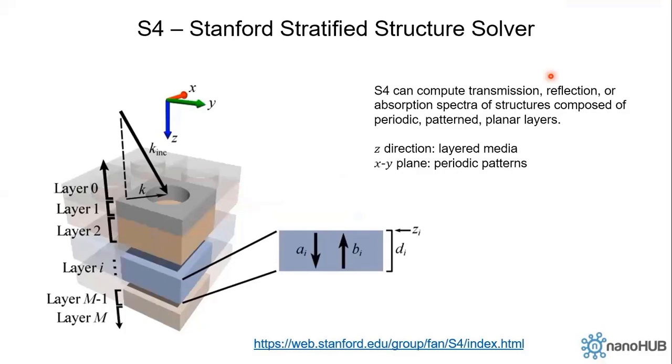In nanophotonics research, we basically investigate the interaction between light and optical structures. One important class of structure is stratified structure. As you can see in the schematic, such a structure consists of layered media in the Z direction, and it has periodic patterns in the XY plane. To figure out what exactly happens inside the structure, we need to solve Maxwell's equations rigorously. And Exmple is such a numerical solver that solves Maxwell's equations and computes the transmission, reflection, and absorption spectra of such a structure.